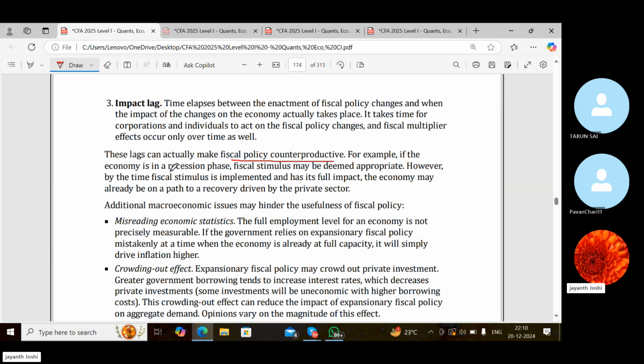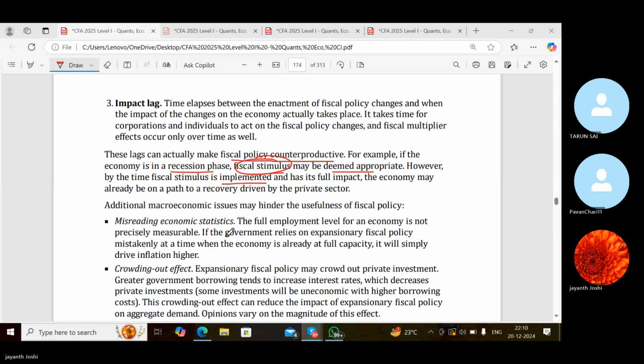For example, if the economy is in a recession phase, fiscal stimulus may be deemed appropriate. They want to decrease taxes and give the economy a chance to boom. However, by the time the fiscal stimulus is implemented, and the boost, that means reducing taxes, has its full impact, the economy may already be on a path of recovery driven by the private sector.